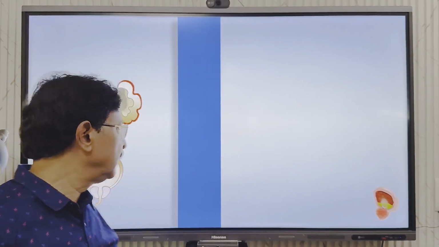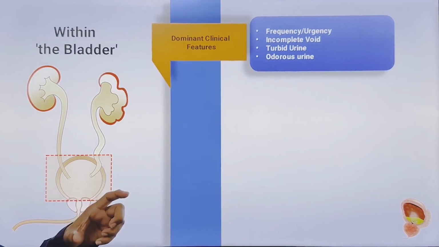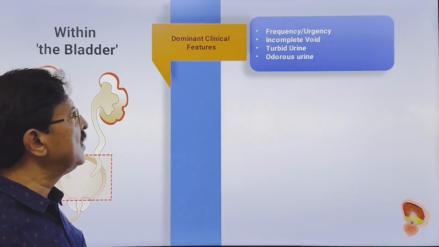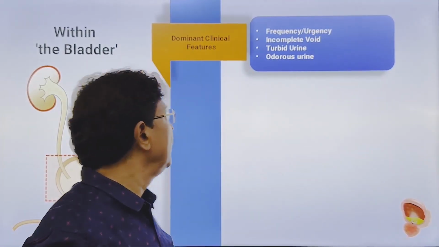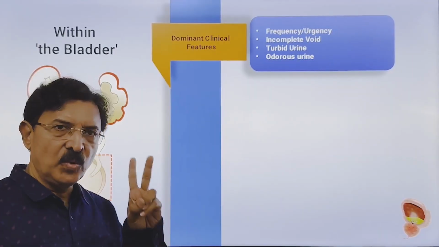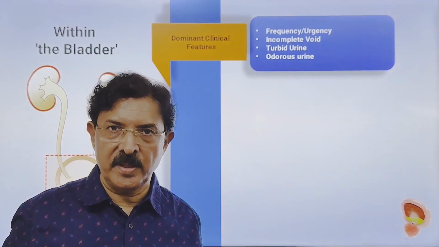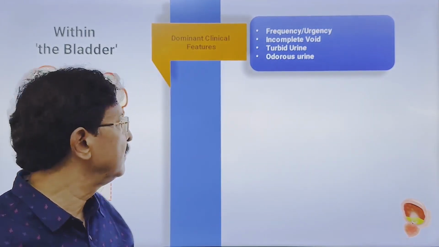Is it possible for you to clinically diagnose that in this patient the seat of the problem lies within the bladder? The dominant clinical features in this situation will be low urinary tract symptoms, frequency, urgency, incomplete void, which anyway are present in a patient with prostatic obstruction. But remember, if a patient complains of 2 more symptoms, passing turbid urine or passing odorous urine, he may be having a large PVRU which is infected.